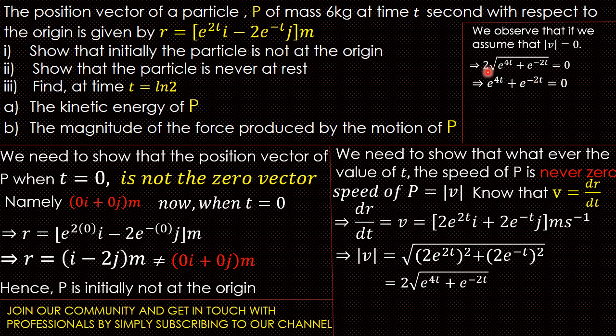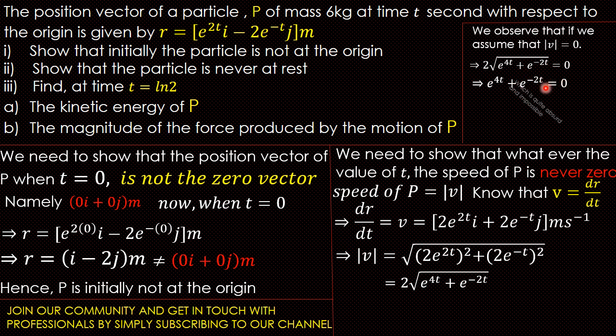I'll take it again. e raised to the power 4t is always positive. It is never negative. No matter the real value of t you take, it is never negative, and it is never equal to 0. So this is always greater than 0. It is never less than 0. It is never equal to 0. Likewise, e raised to the power negative 2t as well. So the sum of two quantities that can never give you 0, or that can never be less than 0, can never give you what?